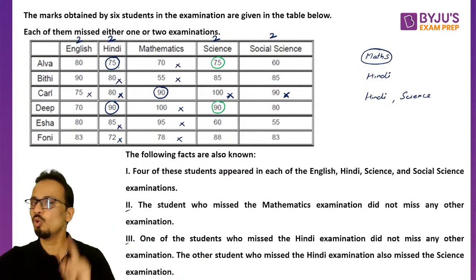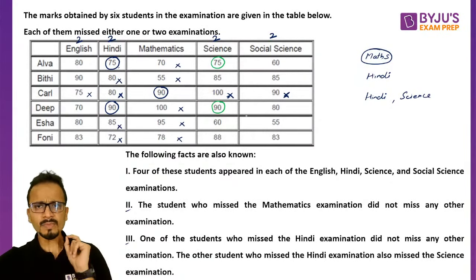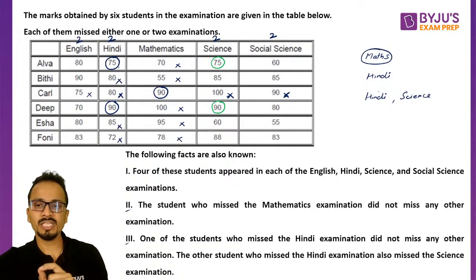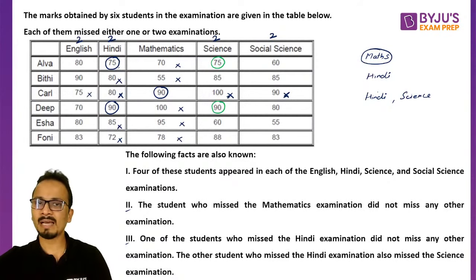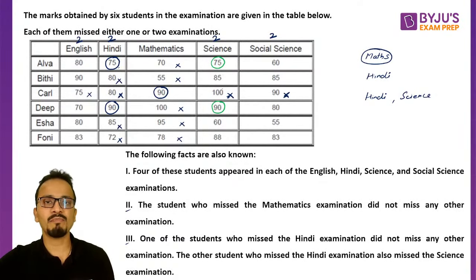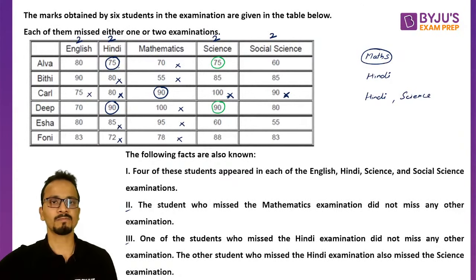But out of these two, only one can miss science. Because it was clearly mentioned that one student who missed Hindi will not miss any other examination and the other student who missed Hindi will also miss science. So I have marked Alva's science and Deep's science with green color. Any one of the possibilities may happen out of these two. Okay, am I clear? All right. Now let's move towards English.